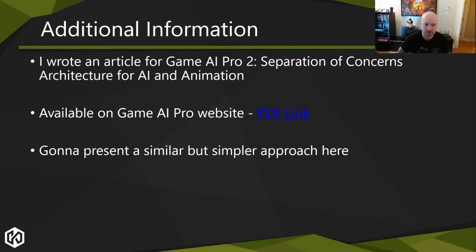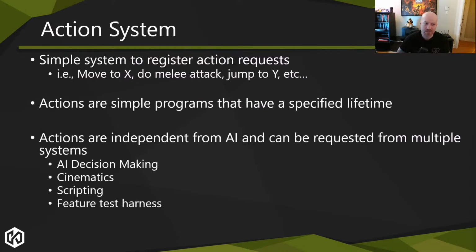I've grown over the years. So since I wrote that article, certain things I realized were unnecessary or overly complicated. So I've just removed them and come up with something that is in a shipping game now, and is generally a simpler approach. So all you need is a very basic system to just register action requests. Move to X, do melee attack, jump here, use a nav link, use a smart object. That's foundationally all you need.